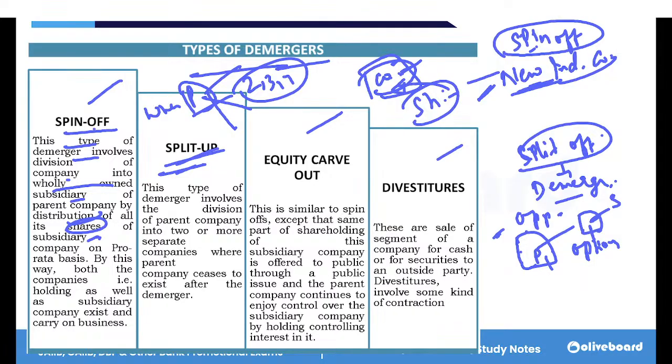So you have to learn the differences between spin off, split up, equity carve out, and divestitures. These are the demergers, because in the exam they will ask questions on the different types. So the clarity should be there. If you have any doubt, then ask me again on all these terms. Clear? Any doubt in these four?